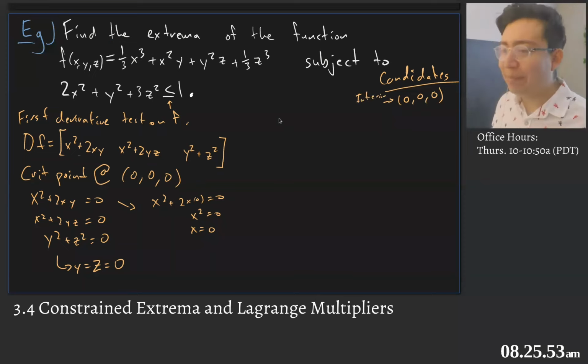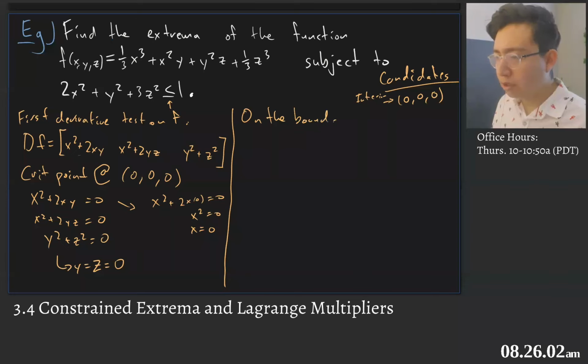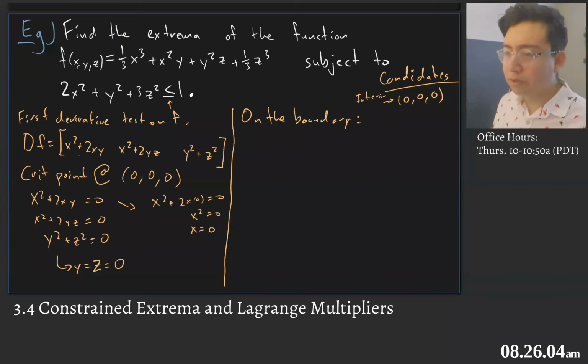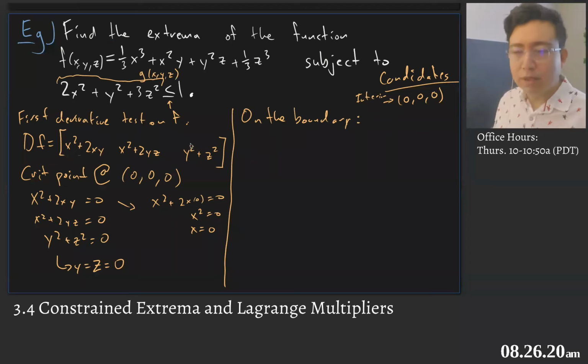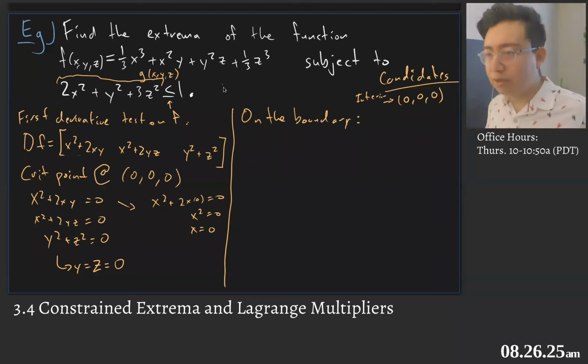Now we want to check the boundary. On the boundary, we're going to use Lagrange multipliers. So we're going to set this function over here equal to g of x, y, z. And on the boundary, we're looking at g of x, y, z equals 1.